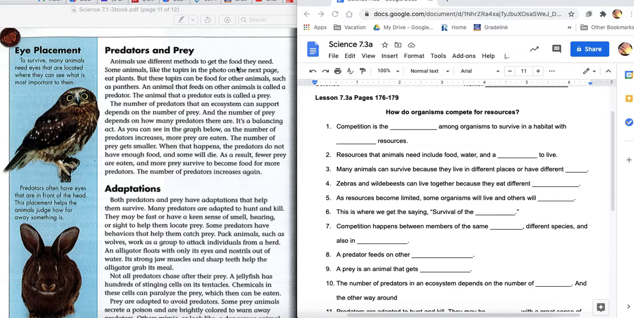Animals use different methods to get the food they need. Some animals, like the tapirs in the photo on the next page, eat plants, but these tapirs can be food for other animals such as a panther. An animal that feeds on other animals is called a predator. The animal that a predator eats is called a prey. So you're down here. A predator feeds on other animals. Prey is the animal that gets eaten.